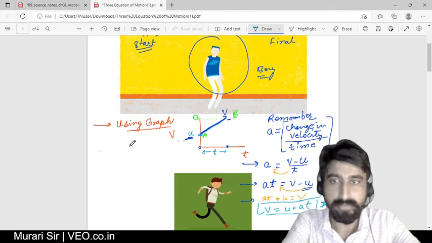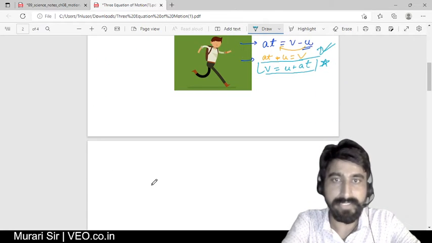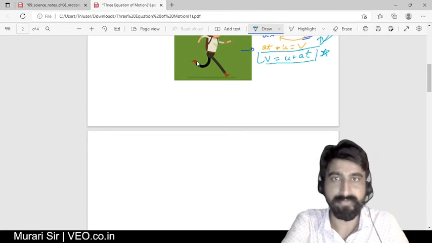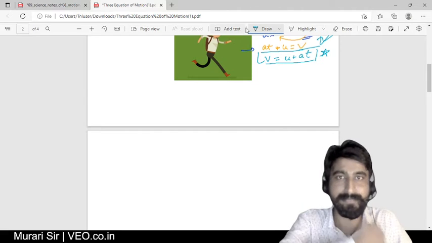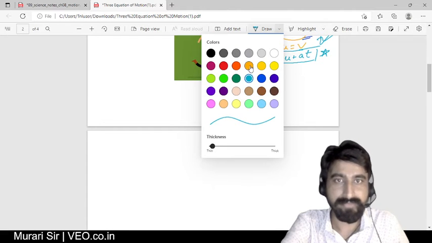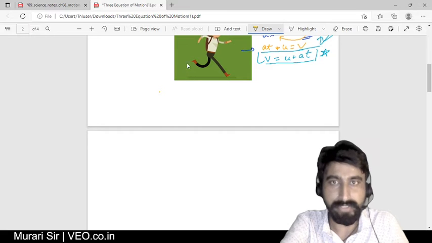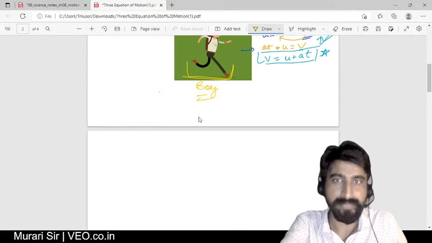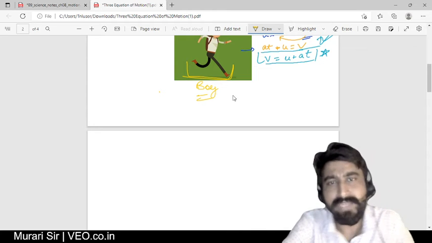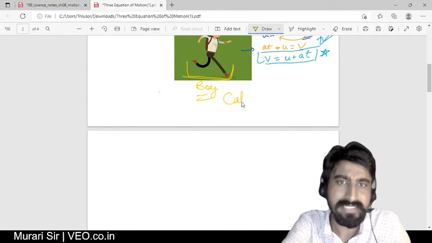Let's come to the next part. We will continue using the same graph. Okay. But this time we have to consider one important thing, that this person, the boy, is still moving. Okay. The boy is moving, but now we have to calculate the distance.